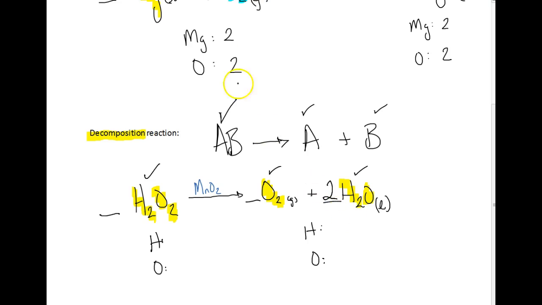Now we have 2 times 2 hydrogens, which gives me 4 hydrogens. I have 2 oxygens there, plus 2 more oxygens there, so now I have 4 oxygens. Let's double check the other side. I have 2 hydrogens, so let's place a 2 in front. That gives me 4 hydrogens, and then we have 2 times 2 for 4 oxygens, and so now we're balanced. So again, decomposition is breaking up a compound. Synthesis is putting a compound together.